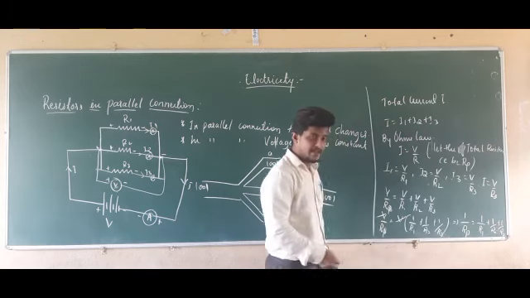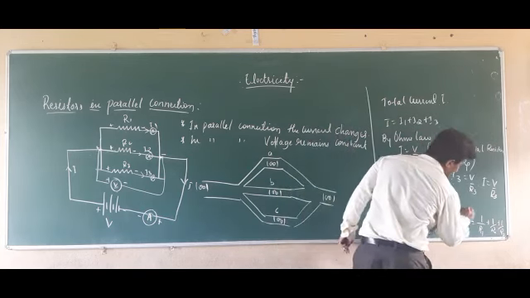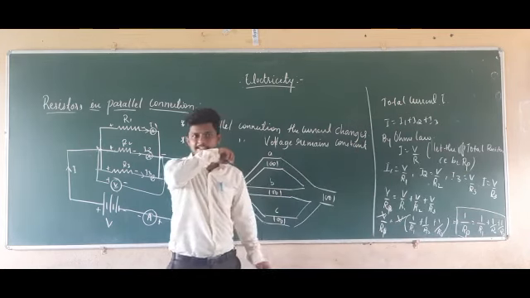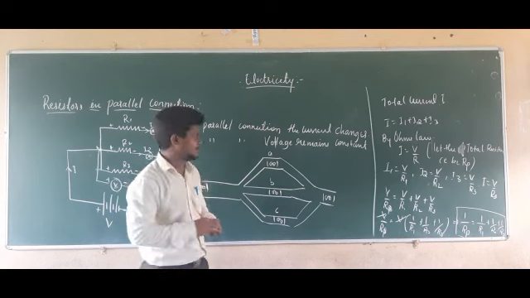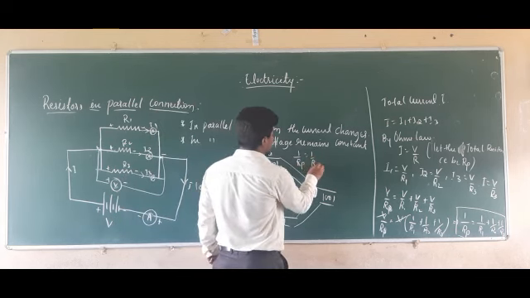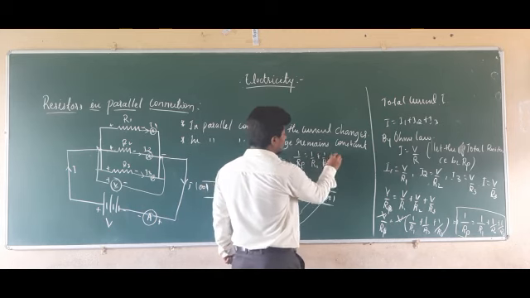So this is the effective resistance or total resistance in a parallel connection. The formula to calculate the total resistance in a parallel connection is 1 by RP equals 1 by R1 plus 1 by R2 plus 1 by R3.